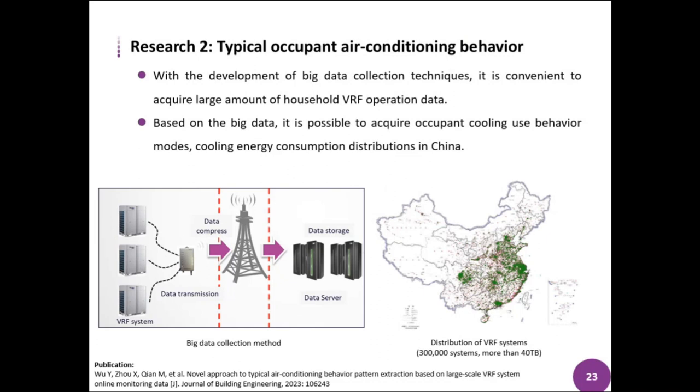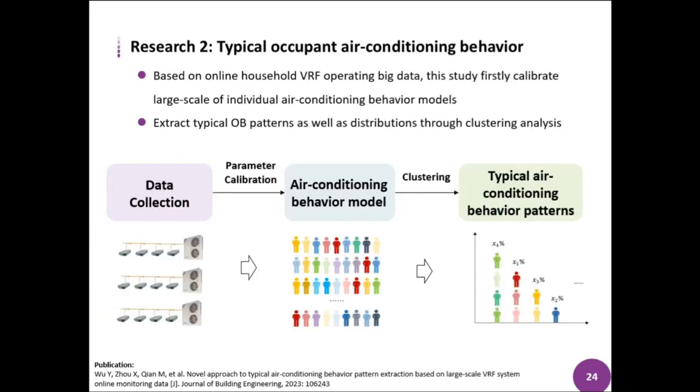We got quite a big data set, around 20,000 air conditioners, and it's all over China. Based on this kind of data collection, we have enough data on VRF system operation. Then we use some mechanical simulation to get the behavior model for each air conditioner. And then using this clustering way, we can get four typical patterns and know each typical person's distribution in the population. Then in our behavior simulation in the future, we just use 5 typical persons to reflect the whole population, or 10,000 people. It's quite useful for urban simulation.